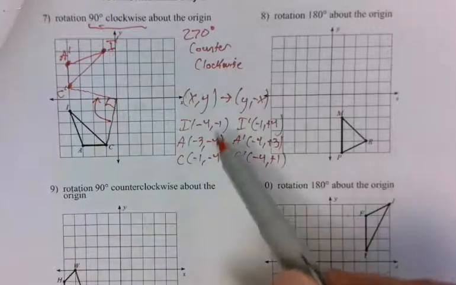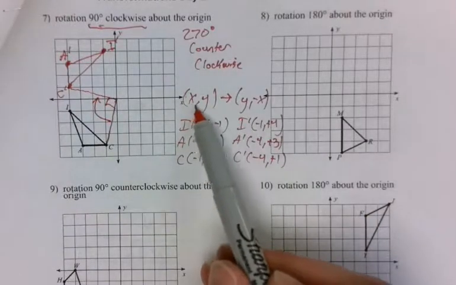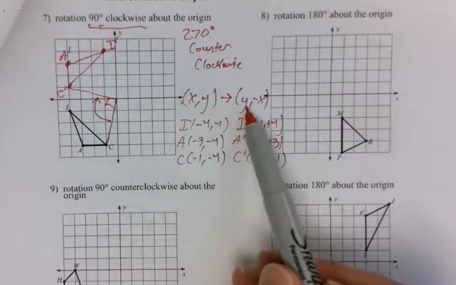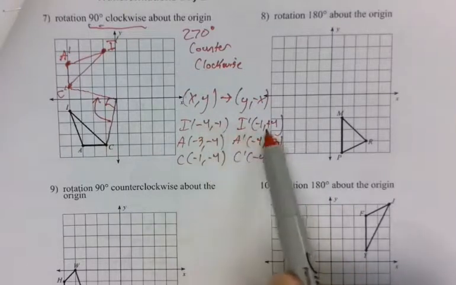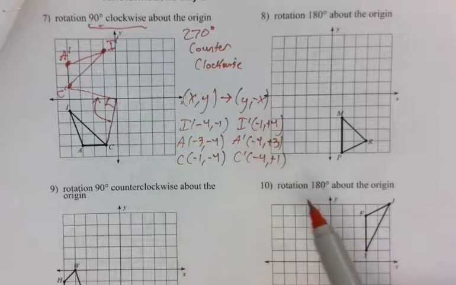So again, when you say (x, y) becomes (y, negative x), what you're going to do is flip them, and then whatever's here, change that sign. That's the basic gist of it.